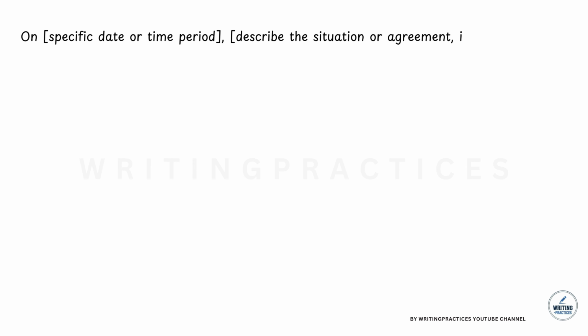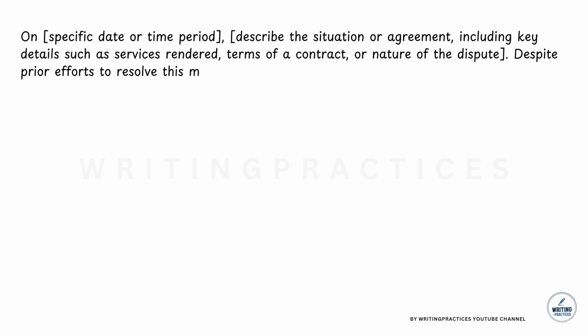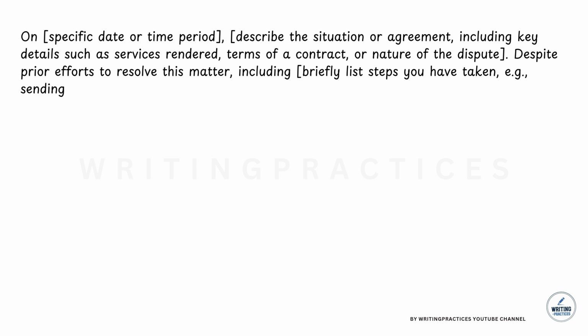Second paragraph. Details of the situation. Now we give the recipient some background information. For example, "On [specific date or time period], [describe the situation or agreement, including key details such as services rendered, terms of a contract, or nature of the dispute]. Despite prior efforts to resolve this matter, including [briefly list steps you have taken, for example, sending reminders, emails, or making phone calls], the issue remains unresolved."